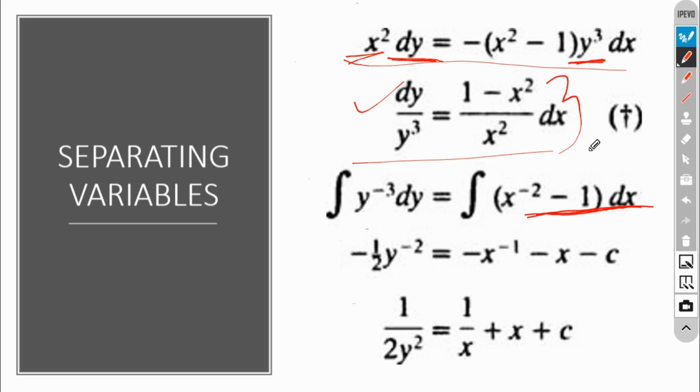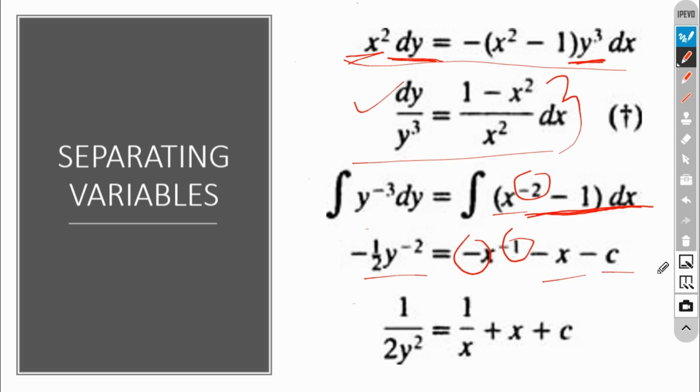So the integral of y raised to the power minus 3 is y raised to the power minus 2 divided by minus 2, and the integration of x raised to the power minus 2 is, we add 1 to the exponent, minus 2 plus 1. Okay, the rules of integration you should know. It is x raised to the power minus 1 divided by minus 1, because minus 2 plus 1 means x raised to the minus 1. Due to that, we get a minus sign over here. So the integral is minus 1 over x, and this is the constant of integration.